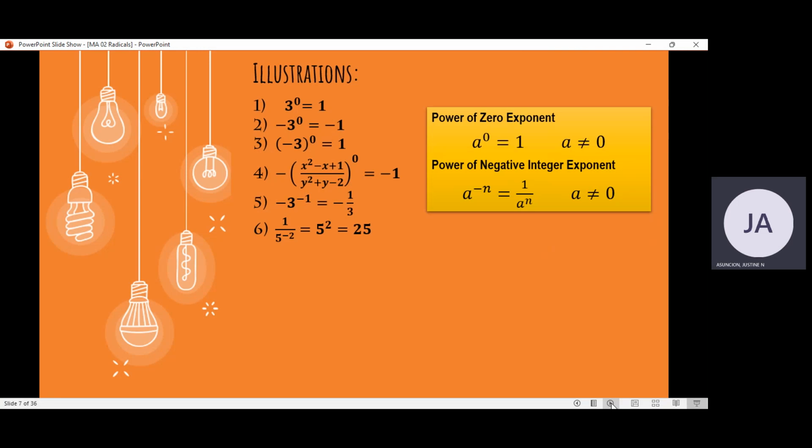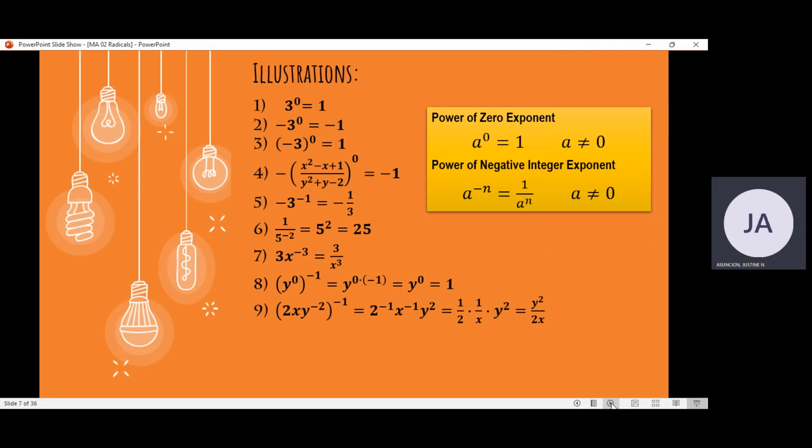Another example, 1 over 5 raised to negative 2. So reverse process, that's 5 squared, and 5 squared is 25. And then another one, 3 times x raised to negative 3. As you can see here, we have a negative exponent in x. So that's 3 over x cubed. And then quantity y raised to 0 raised to negative 1. So as you can see here, we have the power to power, so all we need to do is to multiply the two exponents here. 0 times negative 1, that's 0. And y raised to 0 is equal to 1.